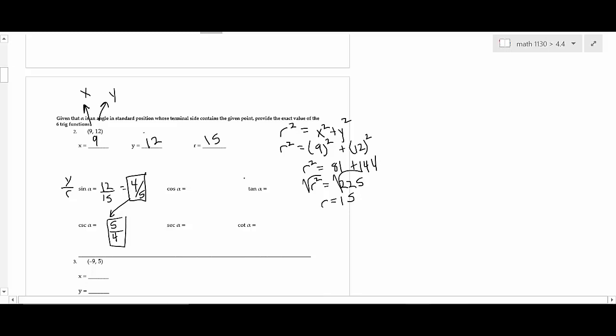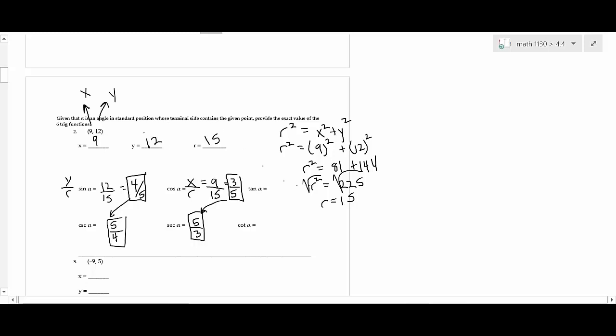Okay. The cosine is x over r, so you would have 9 over 15. You can reduce that fraction by a factor of 3 to get 3/5. And then the secant is the reciprocal of the cosine, so that's going to be 5/3. Okay, like that. All right.